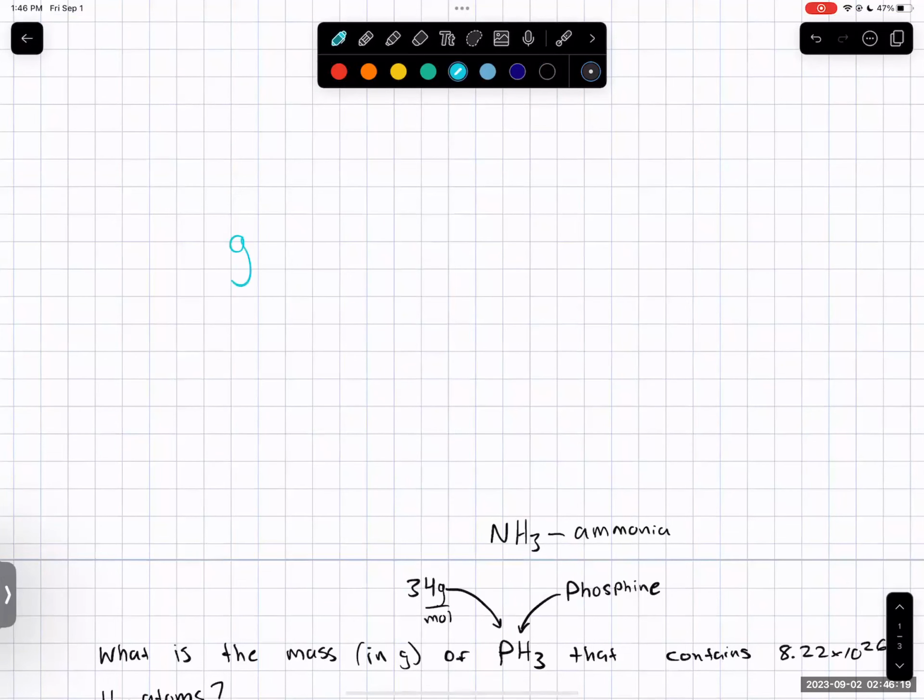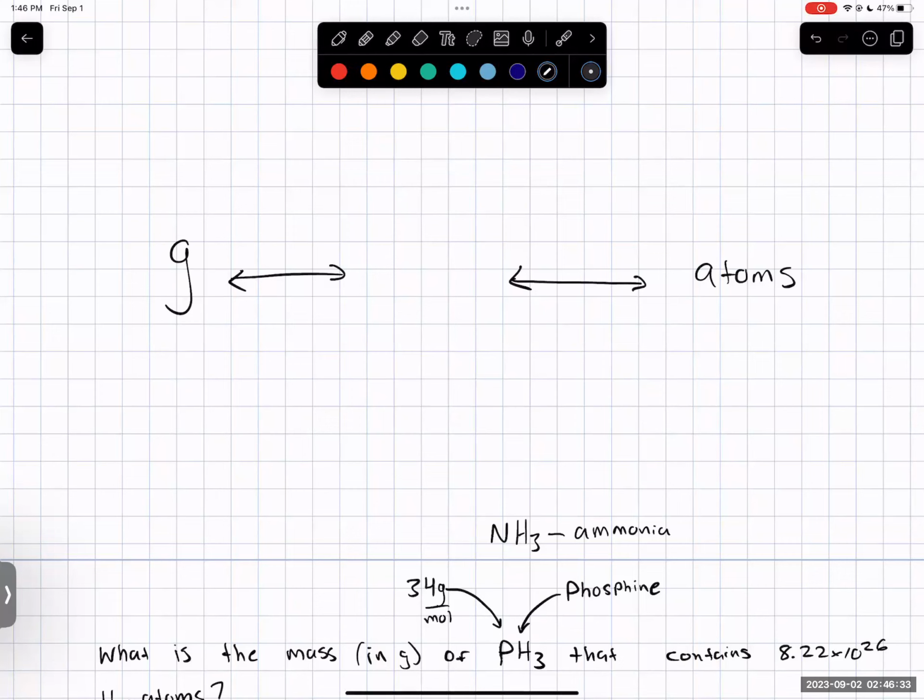In chemistry, there's an intermediate that we have to get to before we can go from atoms to grams. That intermediate is moles. And to get from moles to atoms, we just use Avogadro's number. Here we're using Avogadro's number, and over here we're using the molar mass. Right now we're given atoms, and we need to get to grams. So first we have to get to moles.